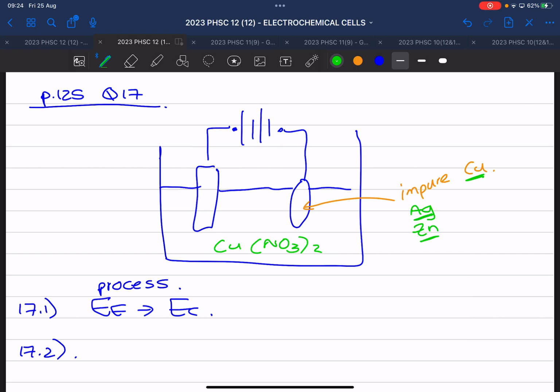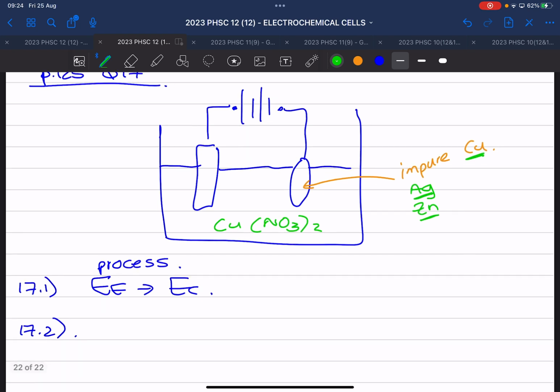Okay, so what will definitely be the positive ion in that electrode? It will be electrolyte, copper ions. Okay, what else? There might be silver ions in there, and there might be zinc ions in there, because they tell us there is silver and zinc also.